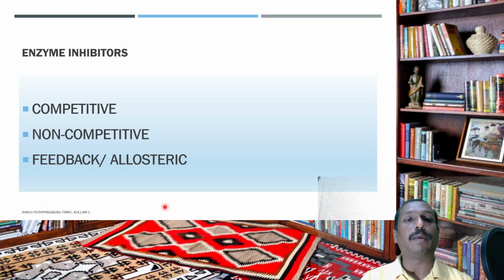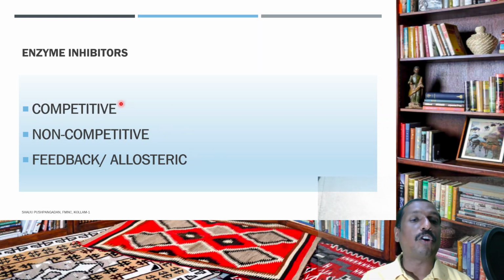Okay, then coming to the enzyme inhibitors, this is a major concern. Enzyme inhibitors means the chemical substances which have the ability to inhibit or check the process of enzyme action. So if there are some chemical substances in the medium that can inhibit or check the enzyme action, those chemical substances are called enzyme inhibitors. And we can classify the enzyme inhibitors into three different groups: competitive inhibitors, non-competitive inhibitors, and feedback or allosteric inhibitors.